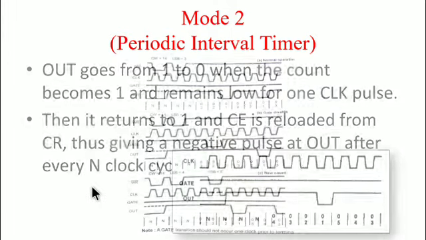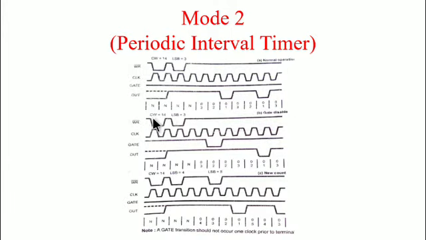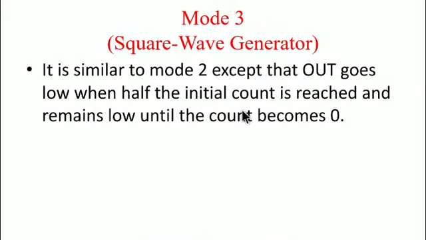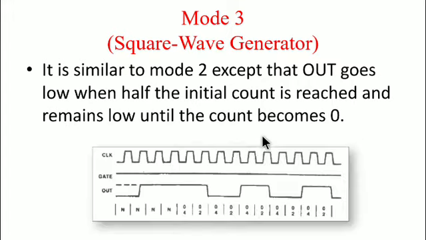If you observe this diagram, you can easily understand. So this is a periodic interval timer. Next is the square wave generator. It is similar to mode 2, except that OUT goes low when half the initial count is reached and remains low until the count becomes 0.